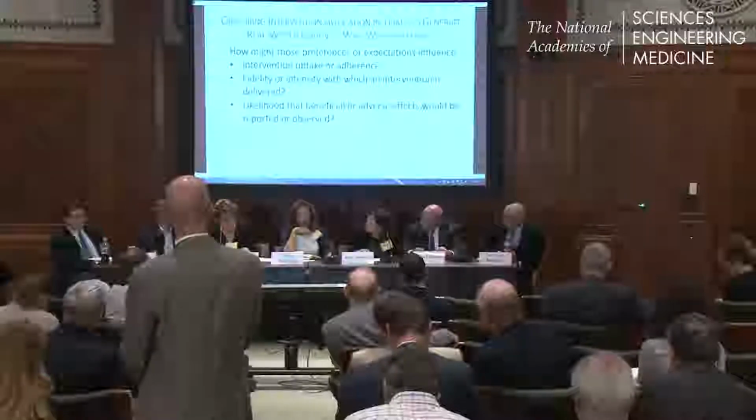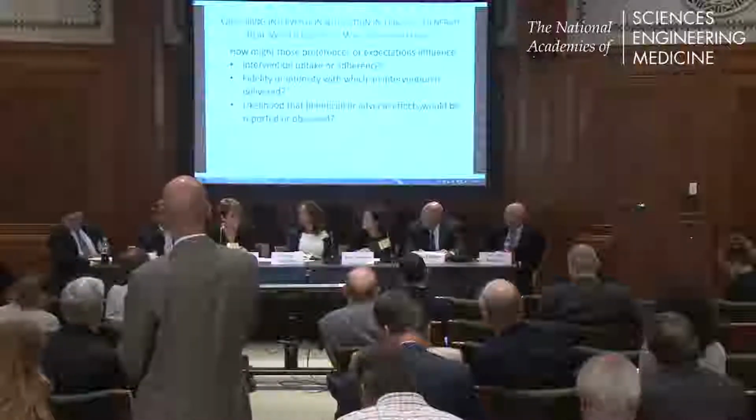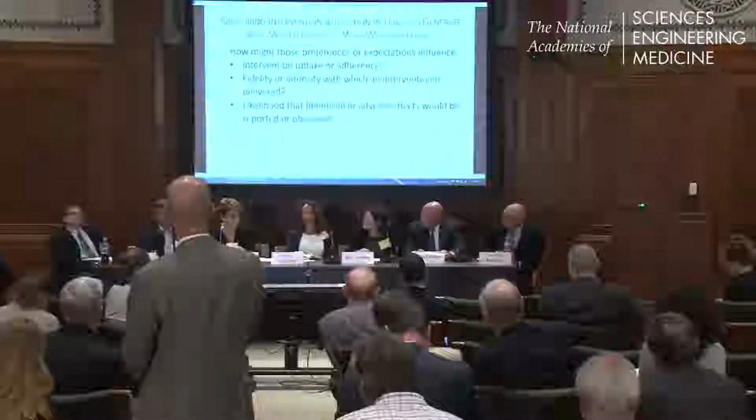And I agree with all the above speakers. I think that some of the ideas here we can address through stronger designs. So like the likelihood that beneficial or adverse events would be reported or observed, you should be able to address most of those concerns in a reasonably strong study. The simplest way is to check what people are doing. So you have objective measurements, you can check whether they're taking treatments, you can check whether they've been to hospital. There are a lot of objective ways we can do this.